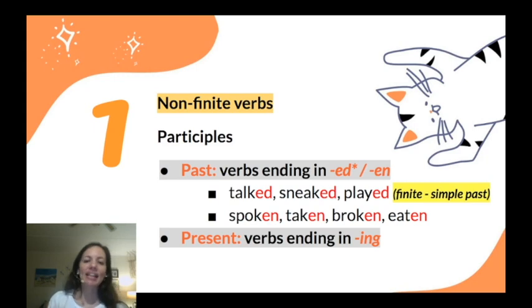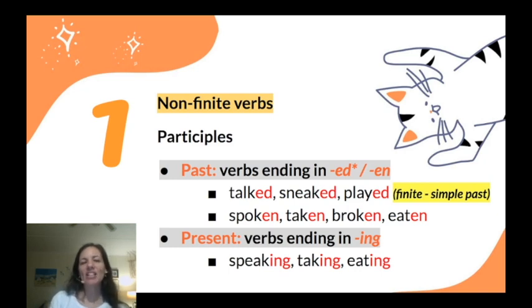And if you think about it, I can never say "I spoken to him" or "I broken it." I would have to say "I have broken it" to give it the tense required. The same goes for present participles. Those are verbs ending in -ing. Examples like speaking, taking, and eating are all verbs that actually need a helper in order to make them complete. And so these also cannot live on their own if it's the main verb of the sentence. They can exist in the sentence, but they can't be the main verb.